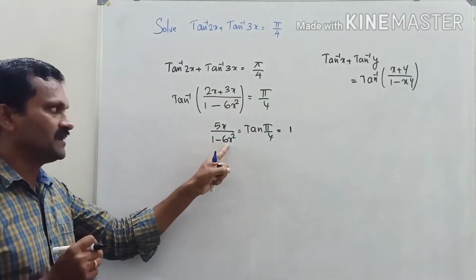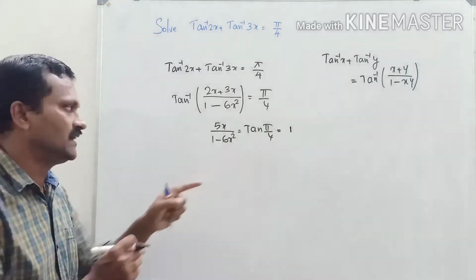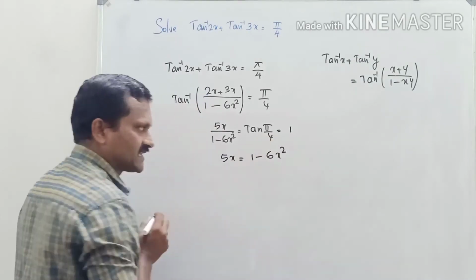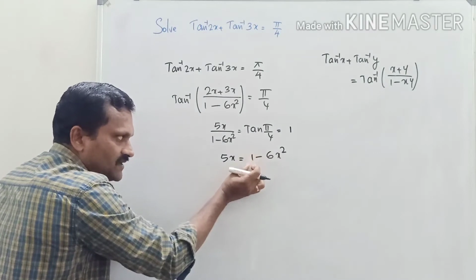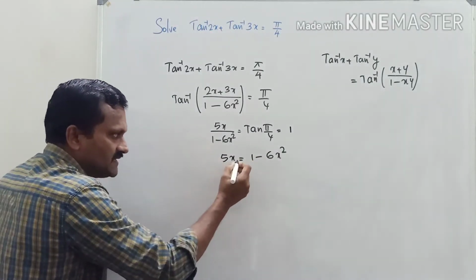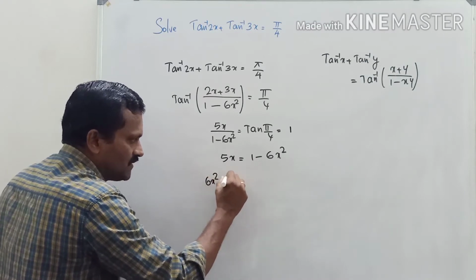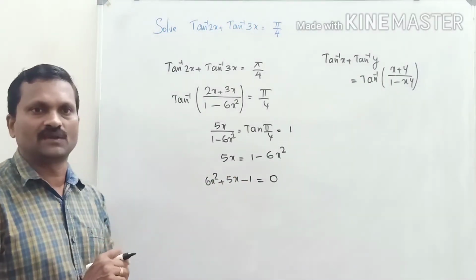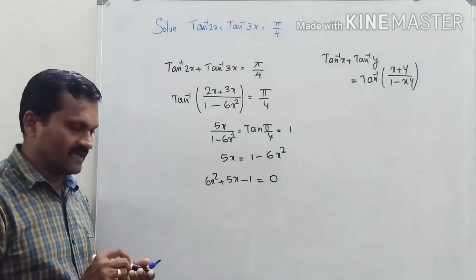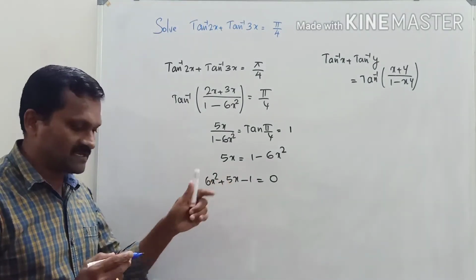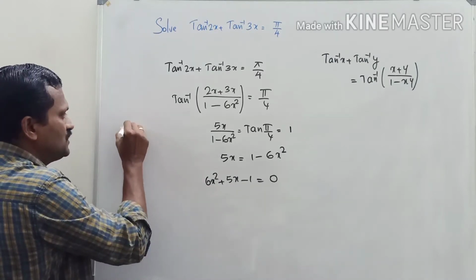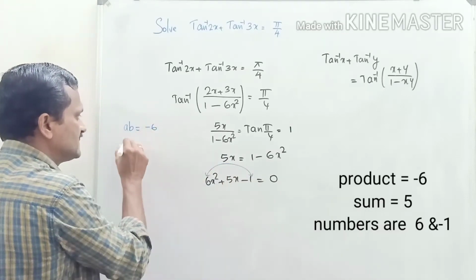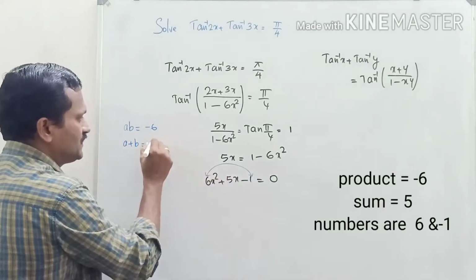Therefore, 5x by 1 minus 6x square equals 1. Take cross multiplication: 5x equals 1 minus 6x square. Take to the LHS. Then it becomes 6x square plus 5x minus 1 equals 0. It is a second degree equation. We have to solve the second degree equation. It is easy, splitting the middle term. That is, find two numbers whose product is 6 into minus 1, that is minus 6, and whose sum is the coefficient of x.